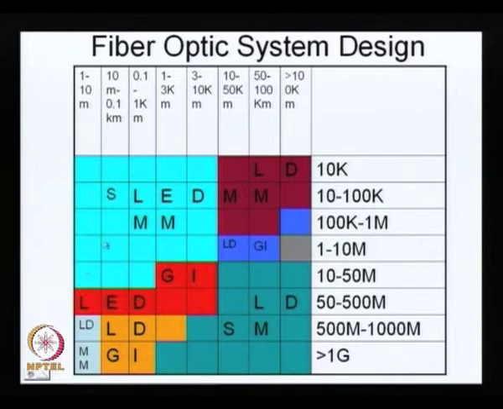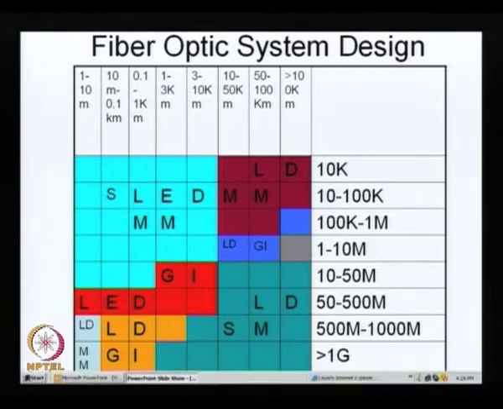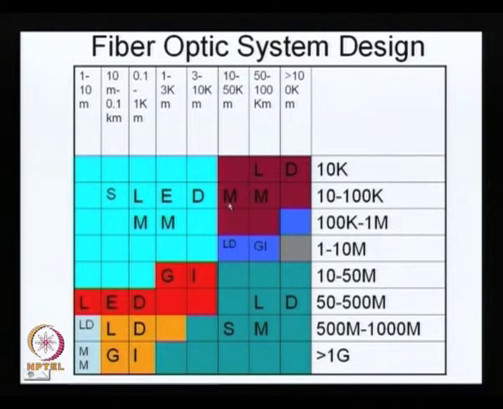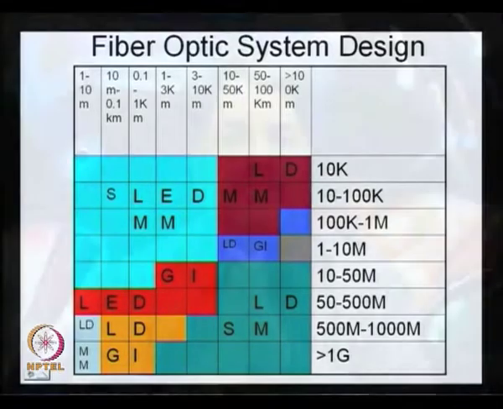So essentially what this plot gives is the combination of source and fiber for different distances and different data rates. With the help of this, and with the calculation of the transmitter parameters, receiver parameters, and the optical fiber, one can find the location of the repeater.